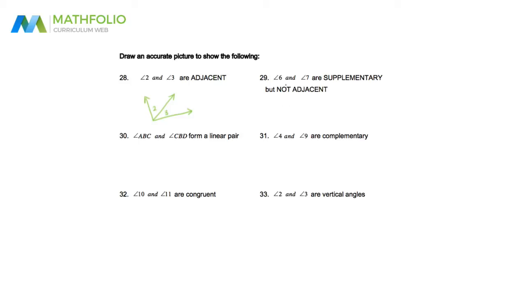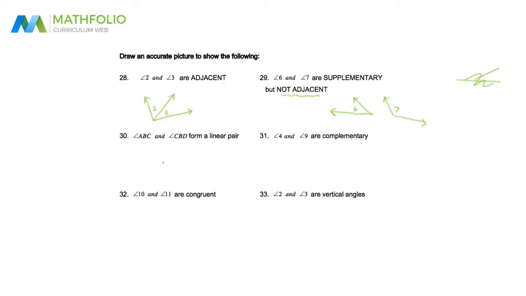They're adjacent. Okay, angle 6 and angle 7 are supplementary, but not adjacent. So usually supplementary we like to think of as this, but these would also be adjacent. So we're not dealing with this. We're dealing with two angles that are not right next to each other. But you could imagine that when you put 6 and 7 together, when you make them adjacent, they would give you a supplementary pair, a linear pair. So that's how we would show that. And again, these are angles, so we should show rays.